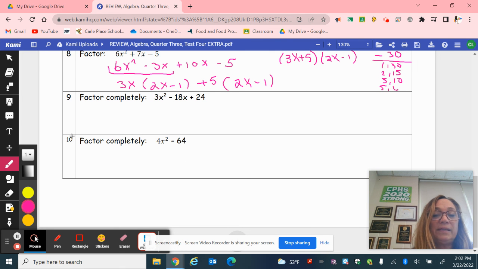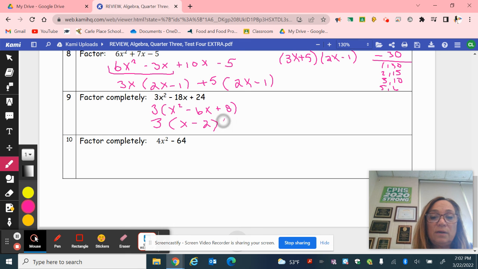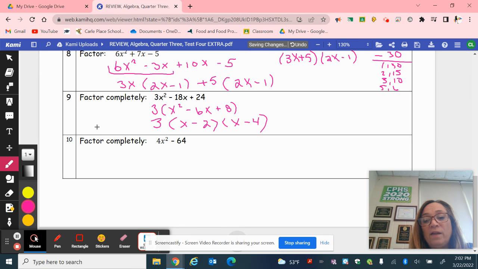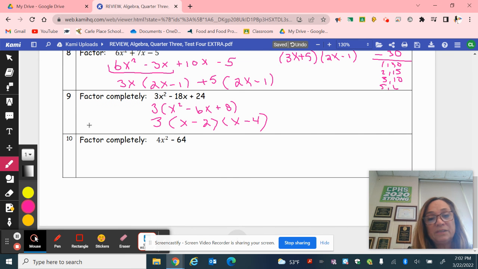Okay, factor completely, so I'm going to pull out a 3. That gives me x squared minus 6x plus 8. So negative 6. So 8 to negative 4 and negative 2. So 3 times x minus 2 and x minus 4. There we go. And remember, all of this is checkable.